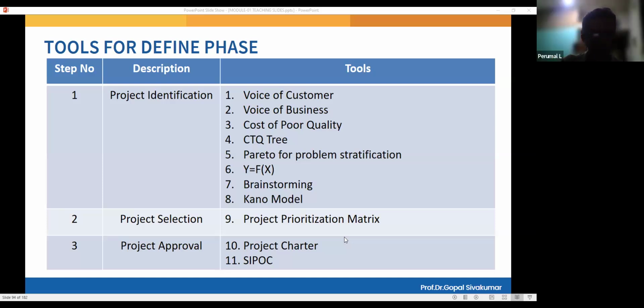The project charter is a format. It is a report which will have all the required, significant information about the particular problem you have selected, and the scope, the goal statement, the manpower required, and the timeline needed for resolving the project. Finally, I spoke about the high level process map. The high level process map is called the SIPOC. It is an acronym. S stands for supplier, I for input, P for process, O for output, and C for customer. That is called SIPOC.